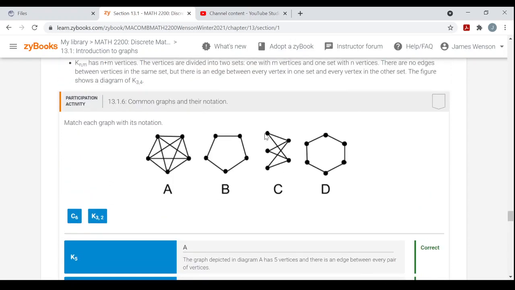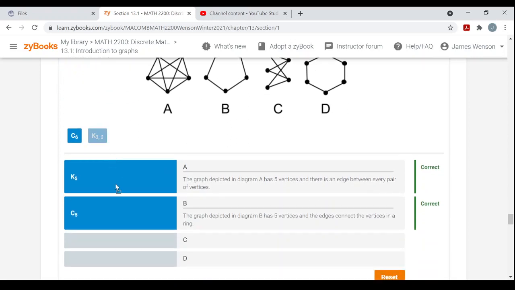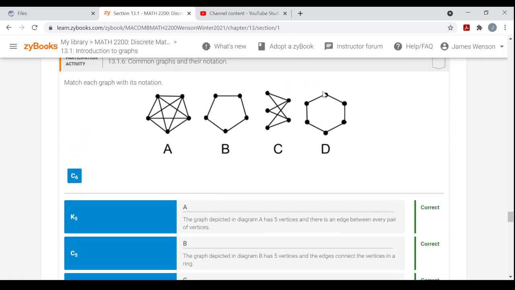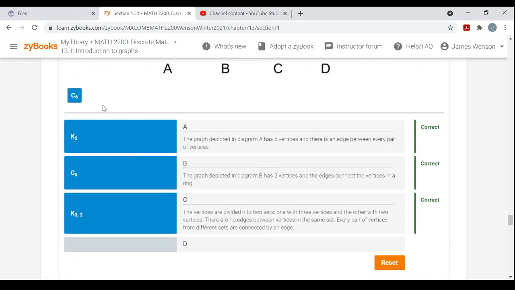This one, you've got a set of 3 vertices that aren't adjacent to each other, a set of 2 vertices that aren't adjacent to each other, and then every vertex in one set is adjacent to the vertices in the other set, and vice versa. So this is one of those complete bipartite graphs, a K3,2 or a K2,3. And then of course, D looks exactly like B, but with an extra vertex, so it's a cycle on 6 vertices.